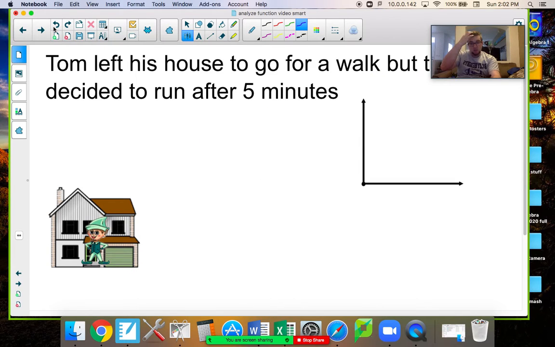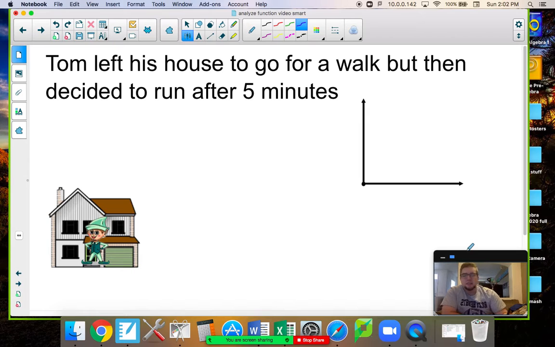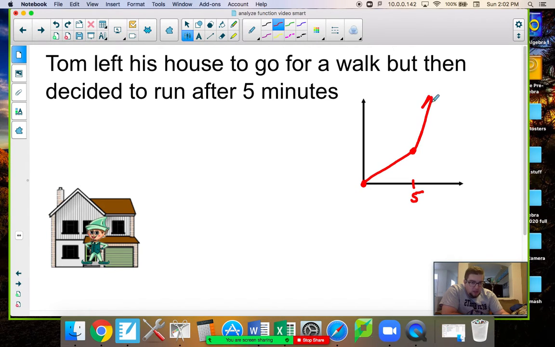In the second one, Tom leaves his house to go for a walk and then decides to run after about 5 minutes. All right, so on the graph down here, I'm going to put the 5. Here's 5 minutes. He's starting at his house, 0, 0 distance. He's walking, he's walking, he's walking. Then right here at 5 minutes, he decides to run. Now, it doesn't say that he's running back towards his house. So now we have to show that he's moving faster. So we draw a steeper line.